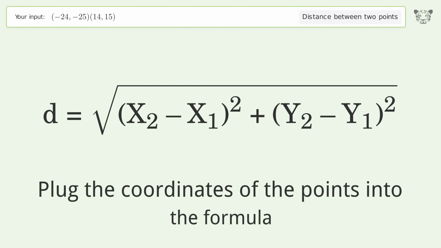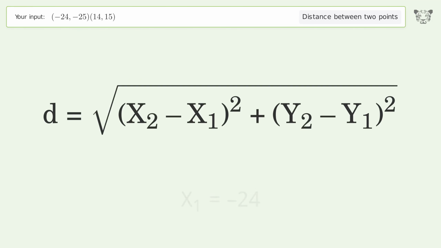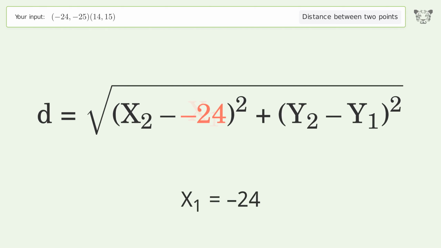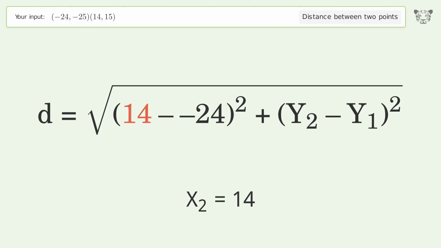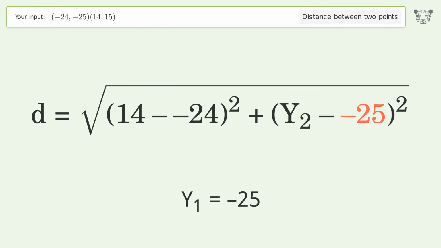Plug the coordinates of the points into the formula. x1 equals -24. x2 equals 14. y1 equals -25. y2 equals 15.